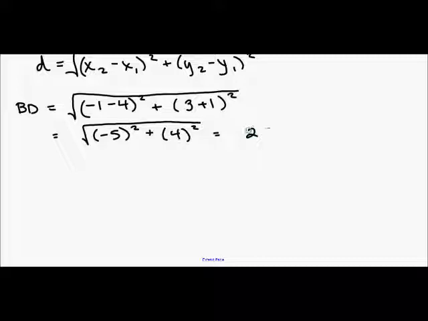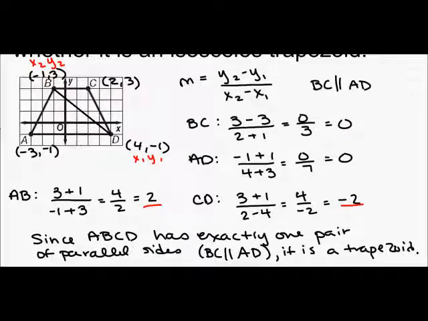Which is 25 plus 16. And that is the square root of 41. Okay, so if AC is also the square root of 41, we have an isosceles trapezoid. Let's see what happens.